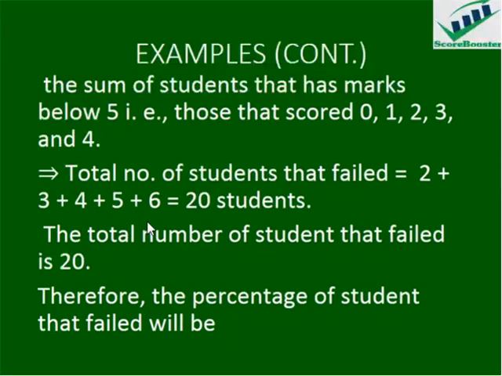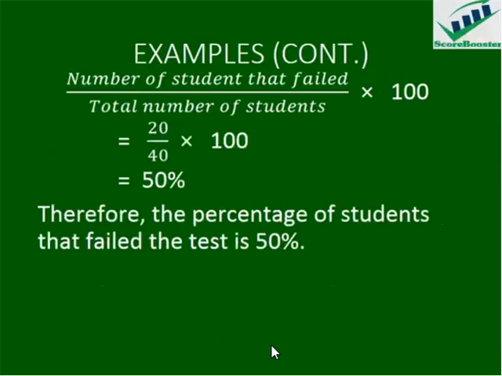So now we know the overall total number of students and the total number of students that failed. So now we have all the parameters to obtain the percentage of students that failed the test. And you know how to obtain a percentage. It will be the number of students that failed divided by the total number of students, multiplied by 100, since we are dealing with percentage. So this is it: number of students that failed over total number of students multiplied by 100.